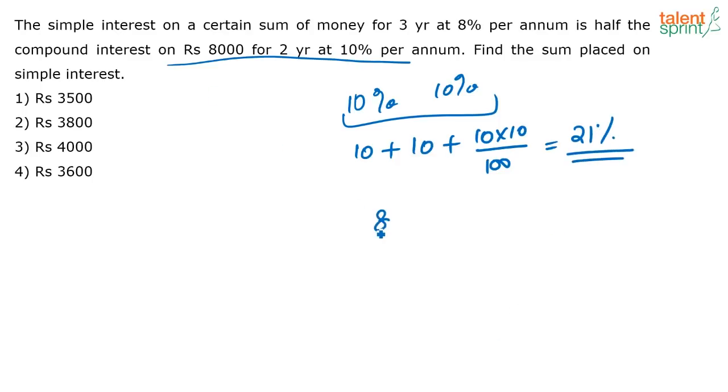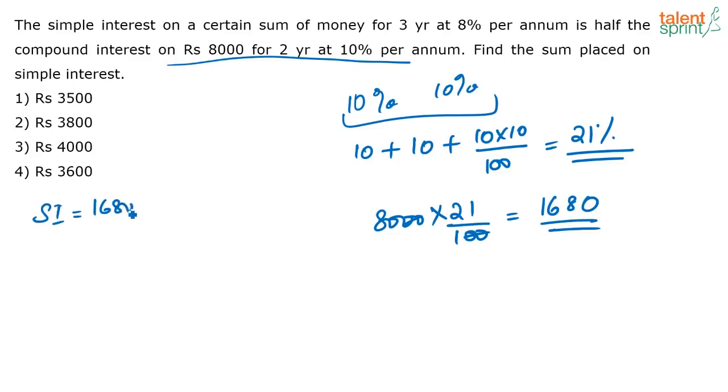So the compound interest that I will get for this 8,000 rupees for 2 years is 8,000 into 21/100, which is 1680, correct? This is the compound interest for the 2 years. Now what are they saying? The simple interest that he receives is half of this value. So the simple interest is 1680 divided by 2, which is 840.